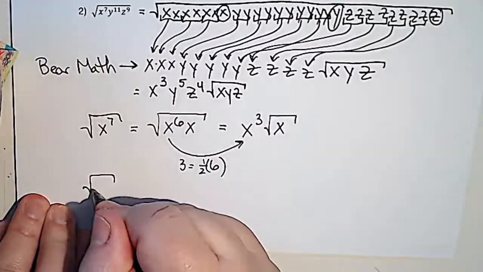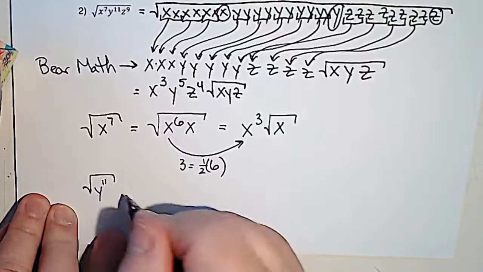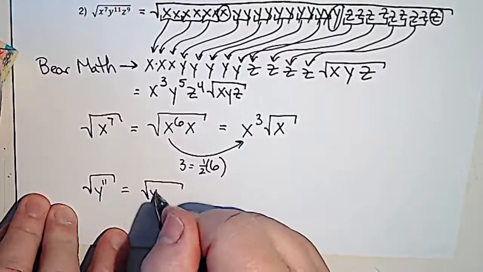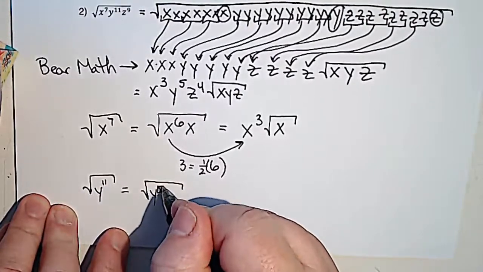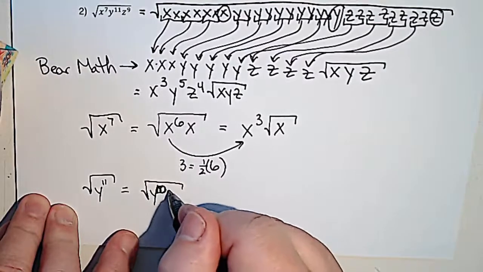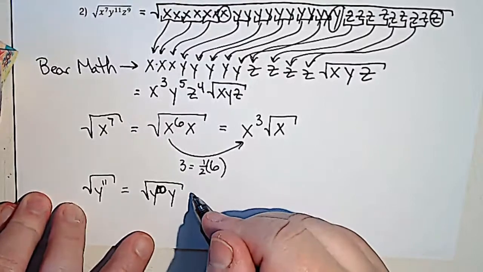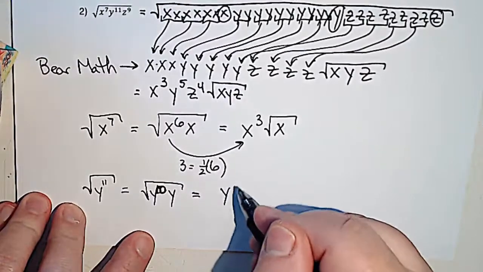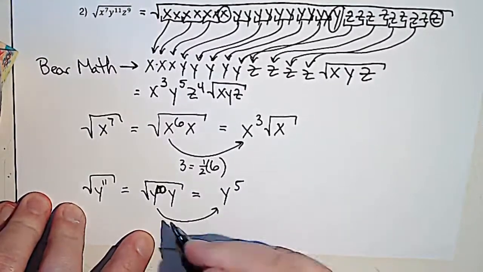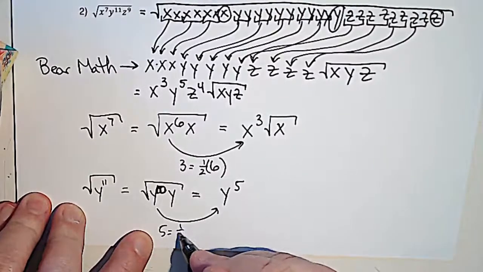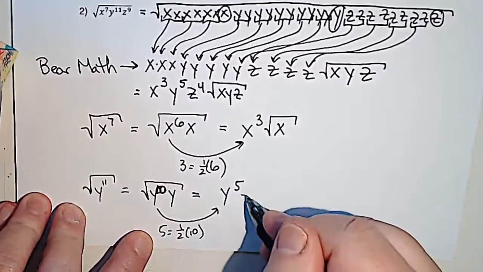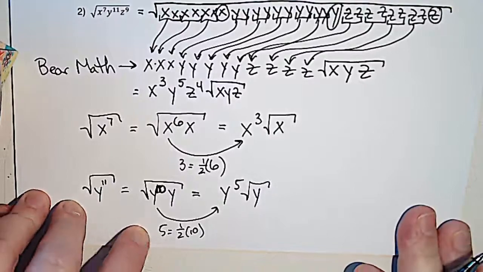Same thing here. If I have y to the 11th, that's radical y to the 5th. Oh, sorry, I'm jumping ahead. Y to the 11th is y to the 10th times y, which is y to the 5th, right? 5 is 1/2 of 10. And then the leftover y is still left inside.